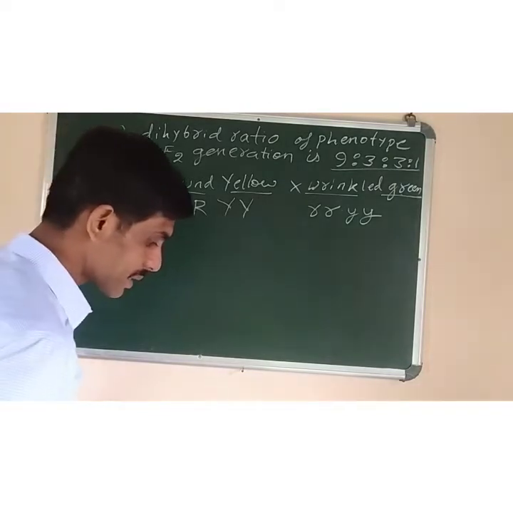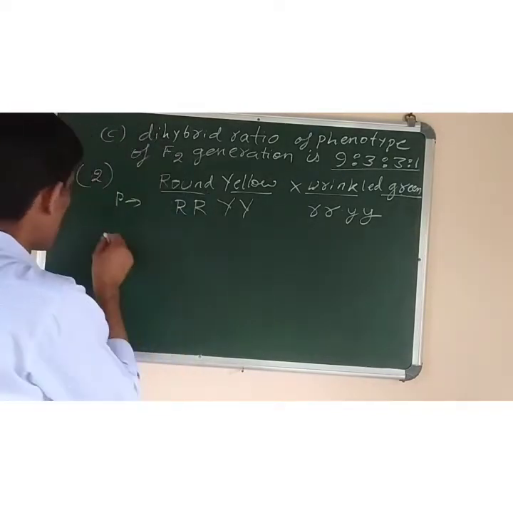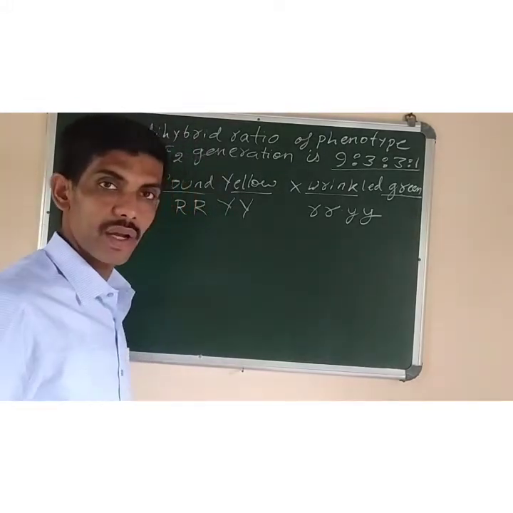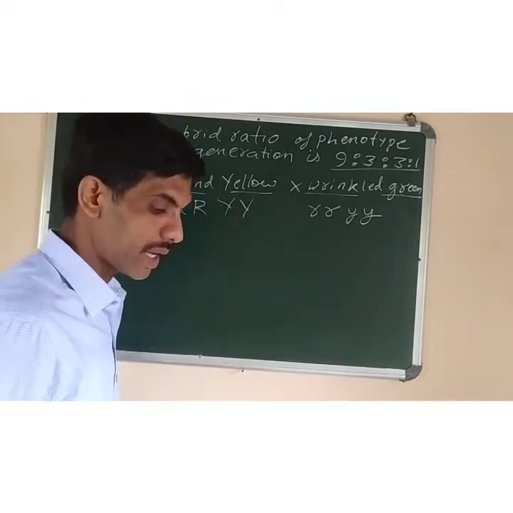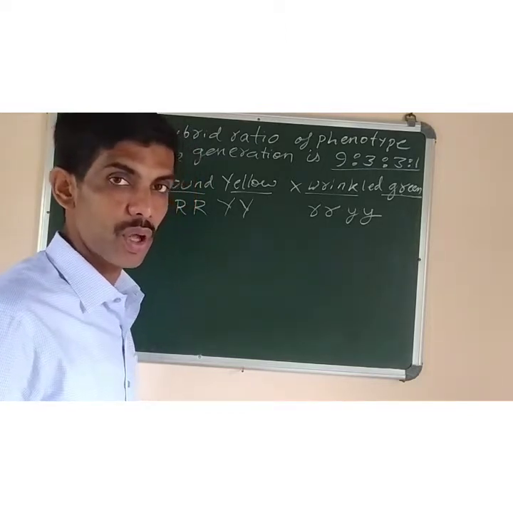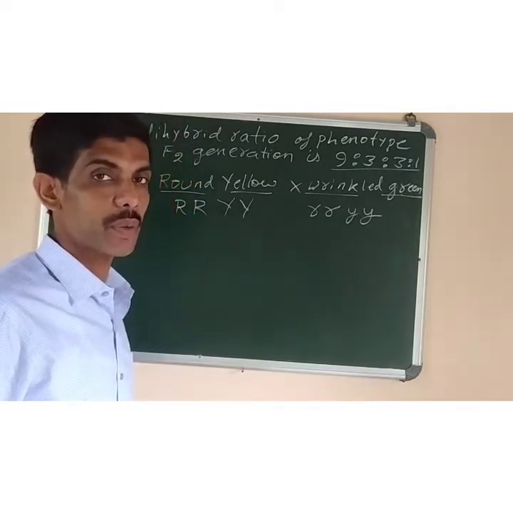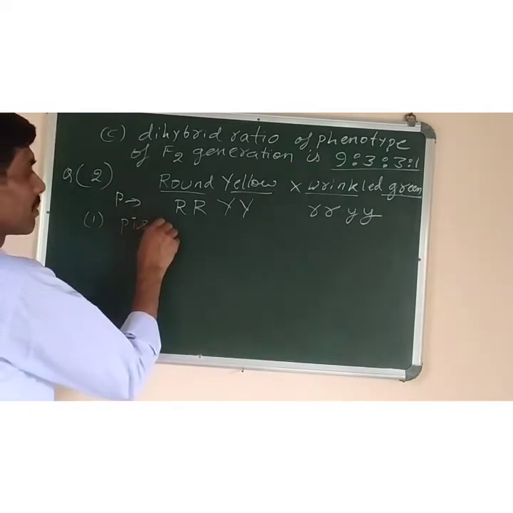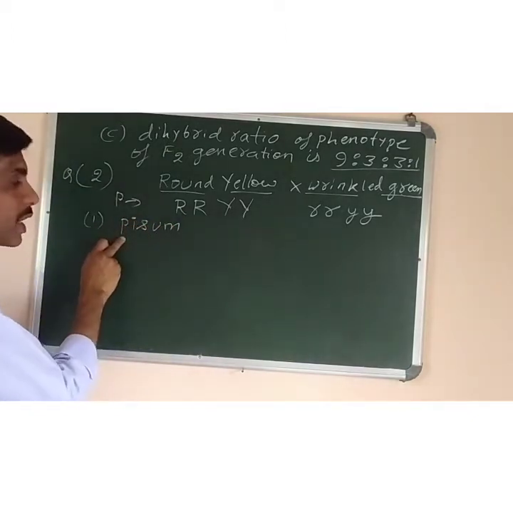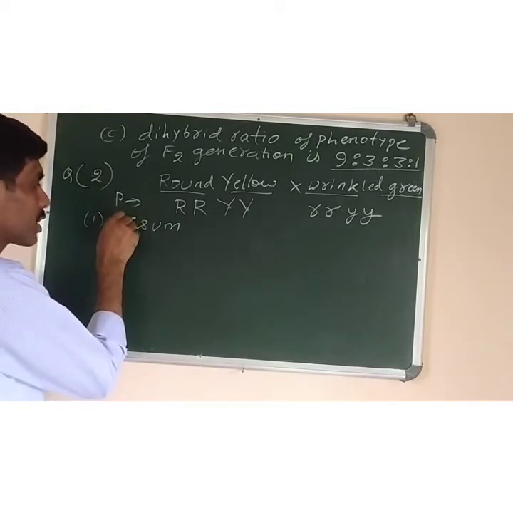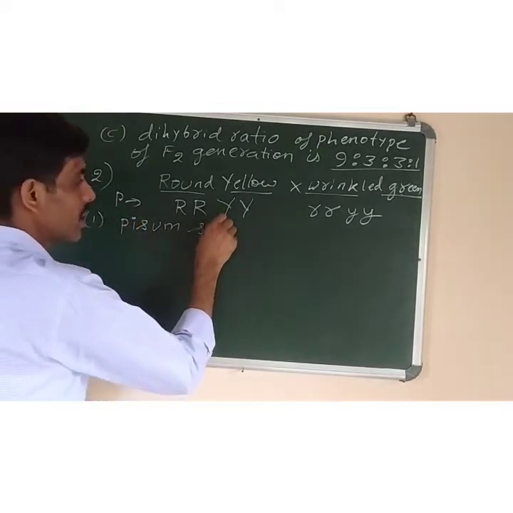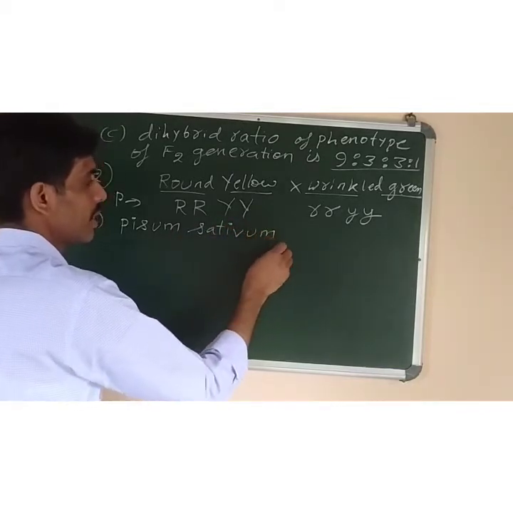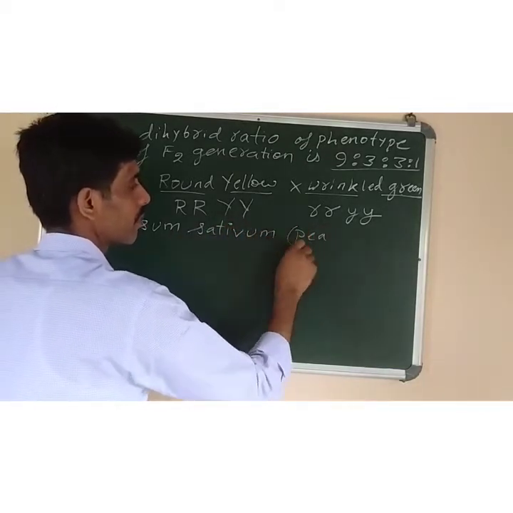Now the question is asked. First question number 1. Give the scientific name of the plant on which Mendel conducted his hybridization experiment. You know, Mendel conducted his experiments on pea plant, and the pea plant scientific name is Pisum sativum. So when you write the scientific name, the first letter, that is P, will be capital, and the second one starts with a small letter, S-A-T-I-V-U-M, sativum. It means the pea plant. Okay, garden pea.